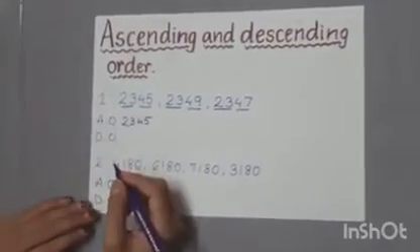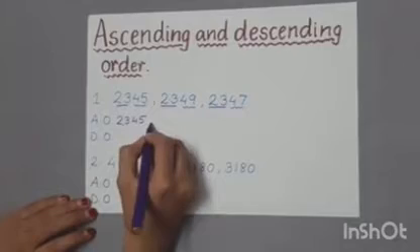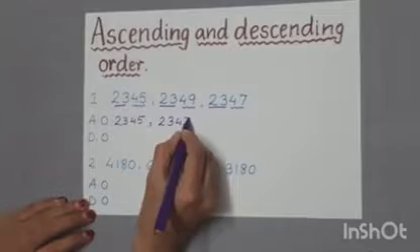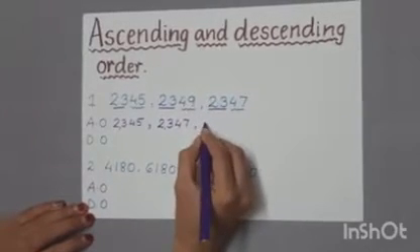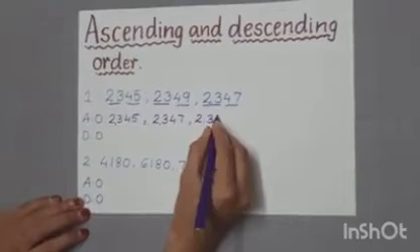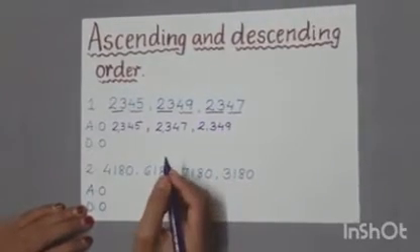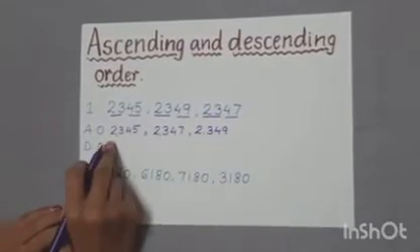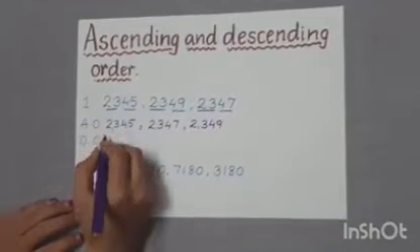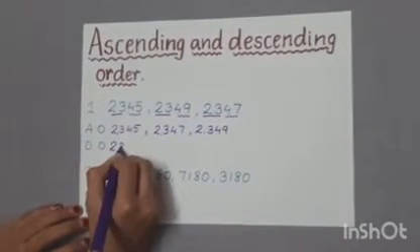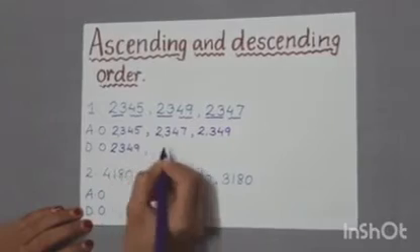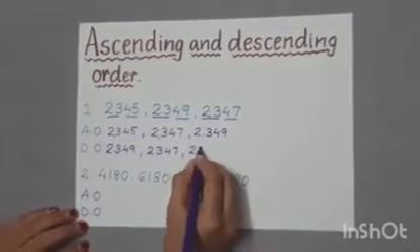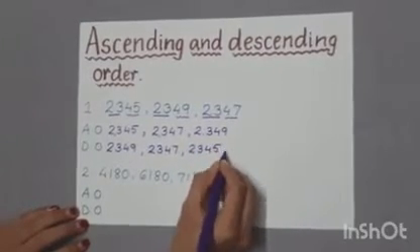So 2345 will come first. Then second will come 2347. And the last will come as 2349. And how to do descending order? From the bigger number to smaller number. Reverse this number, start writing from this side to make the sum easy. So 2349 will come first, then 2347 will come second and 2345 will come last.